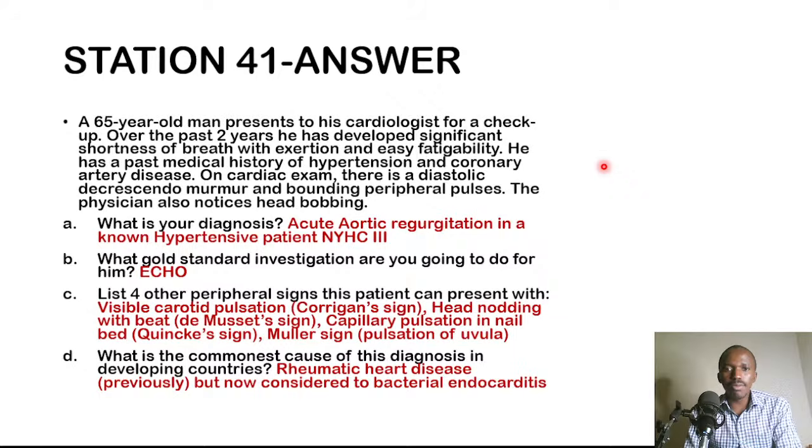This patient is a class 3 because they are significantly having symptoms with minimal exertion. Then remember, class 4, they have symptoms at rest. The gold standard is, of course, your echo.